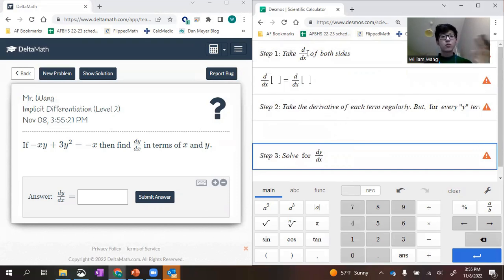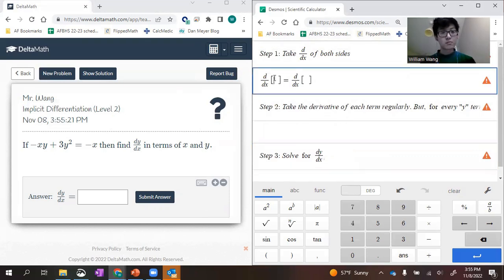Okay, let's start with step one, take d over dx of both sides. Easy. I'm going to do the exact same thing. I just take d over dx and plug this equation in. I do that for both sides. So negative xy plus 3y squared. I didn't change anything about this. It stays the exact same. Then on the right side, it's the derivative of negative x. Good.